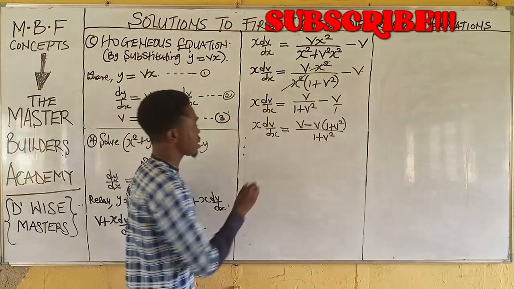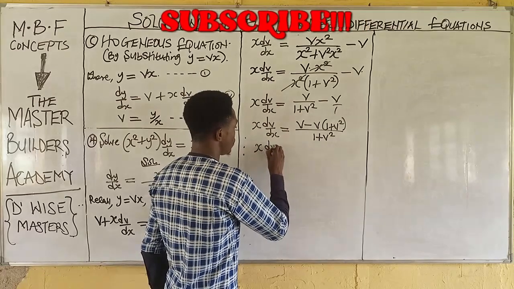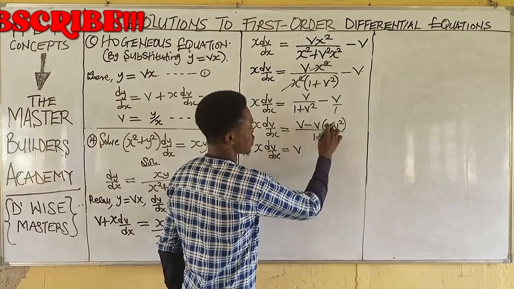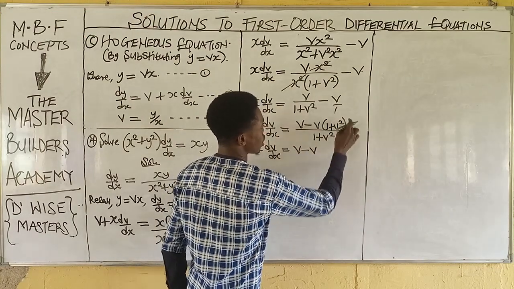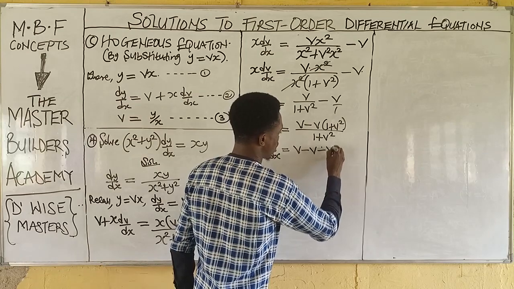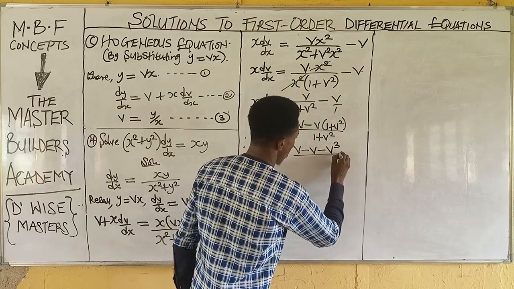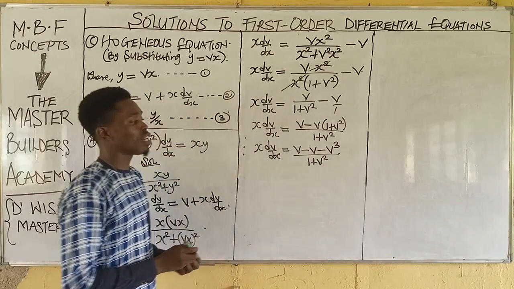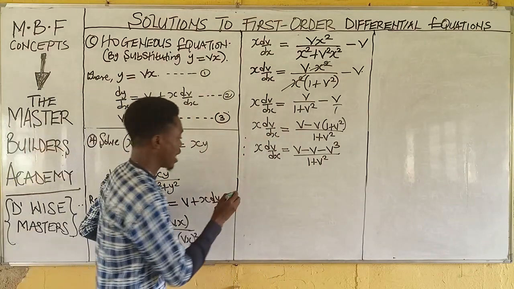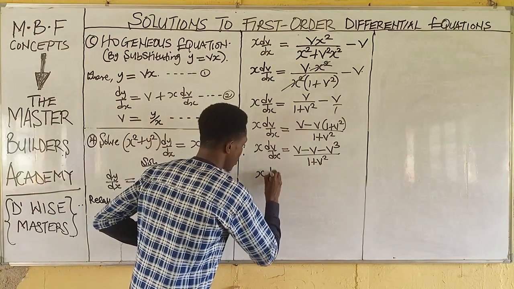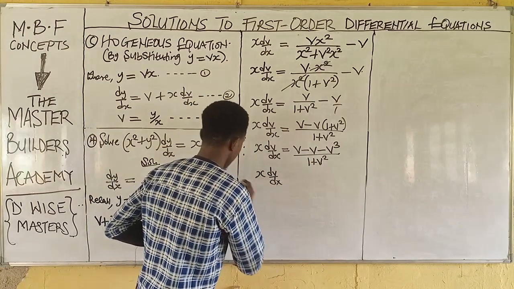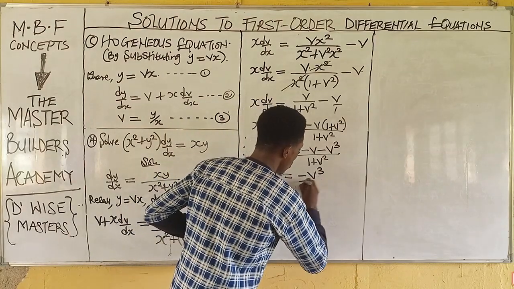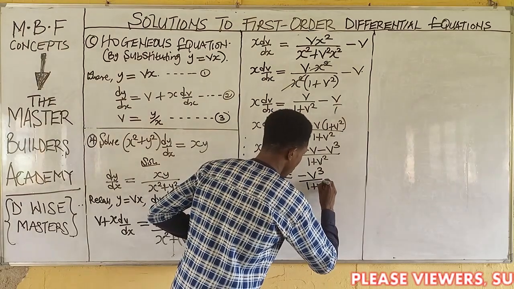So when we multiply out, let's see what we have. This would have given us x dv over dx is equivalent to v. Now minus v multiplied by 1 is minus v, and minus v multiplied by v squared, we are going to have minus v cubed all over 1 plus v squared. Now v minus v would have given us 0. Then we have x dv over dx is equal to minus v cubed over 1 plus v squared.